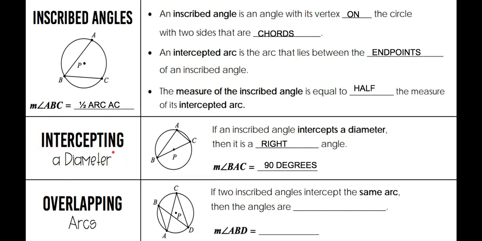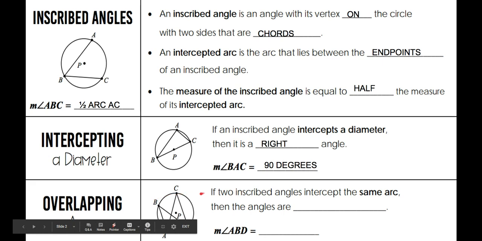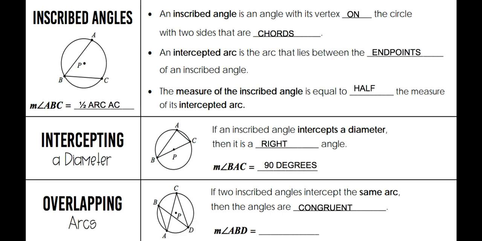Okay? And if two inscribed angles, now I'm not going to be able to use my pointer to help you. If two inscribed angles intersect the same arc, then the angles are congruent. Now, think about it. This makes sense because it is the same, and we know if things are the same, we say that they are congruent. So, ABD will be equal to ACD.